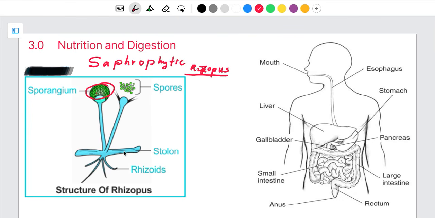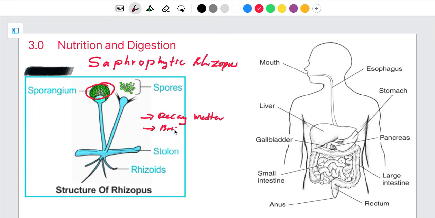Then we have what we call the stolon. So the stolon is more like a connector, the one which connects two different Rhizopus. Okay, yeah, so actually Rhizopus is this one, the correct spelling is this one. So when it comes to the structures, we also have the rhizoid, the one which anchors. It's more like the roots. It acts as a root and it anchors to the substrate, and the substrate can be the dead or the decaying matter, or it can be the bread.